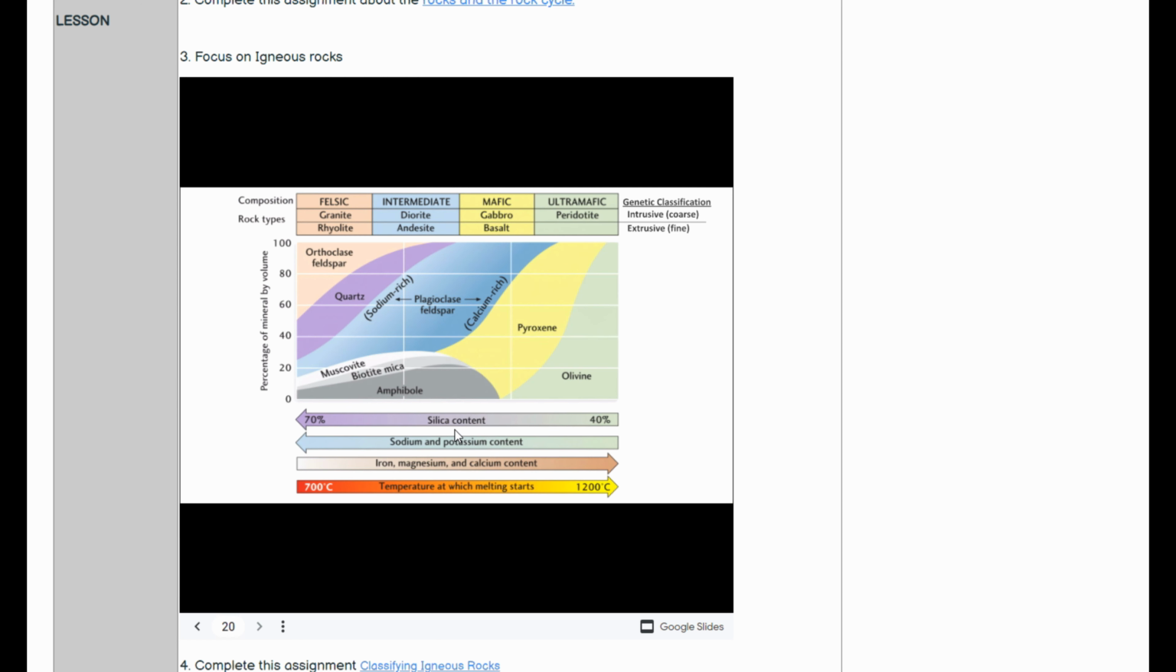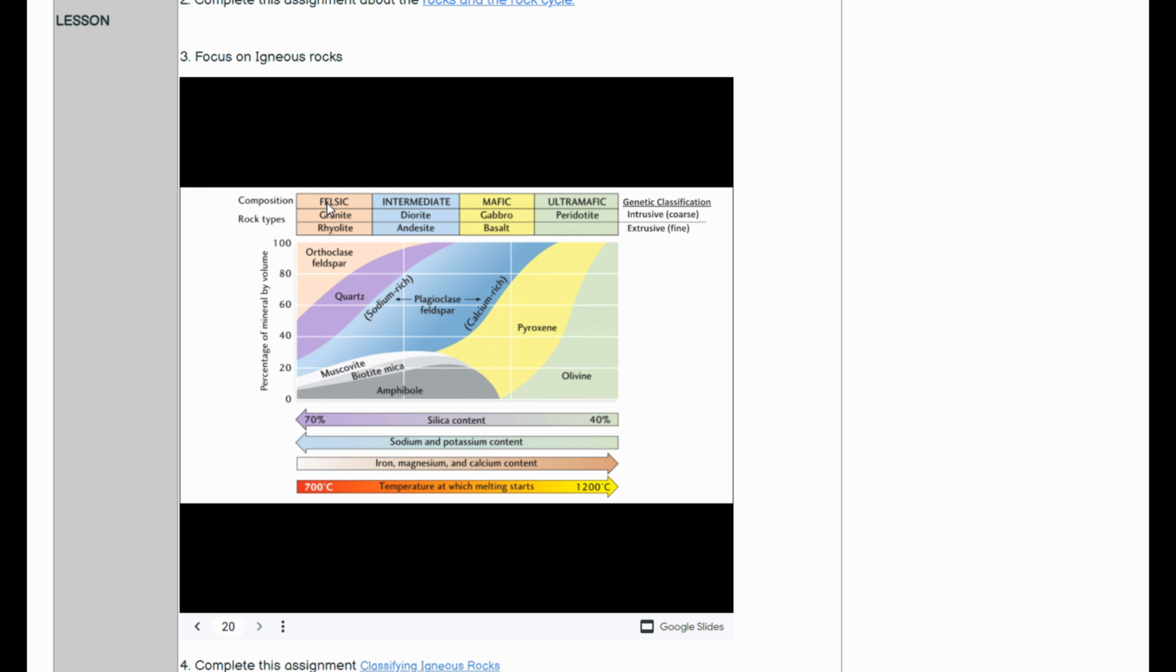Alright, so this is our final slide. This is a table where you're going to put all of that information together and try and figure out what these rocks are or what they're composed of based on the information you're given. So what you've got here is at the top section, we have the composition: felsic, intermediate, mafic, ultramafic. You have rock types. This middle line is going to be intrusive. The bottom line is extrusive. See that there is no extrusive ultramafic. Make note of that.